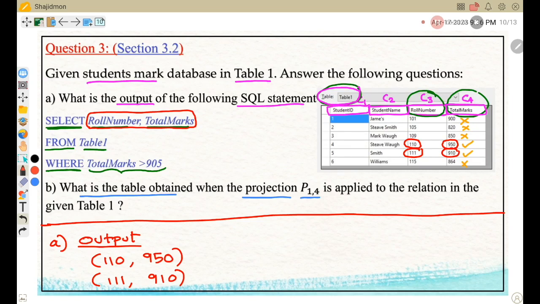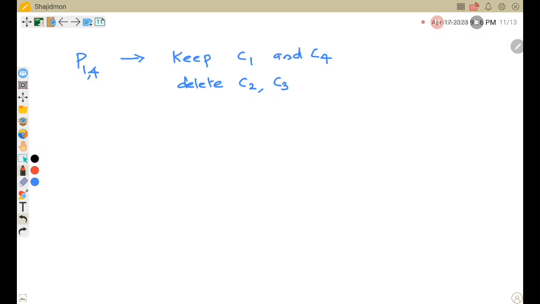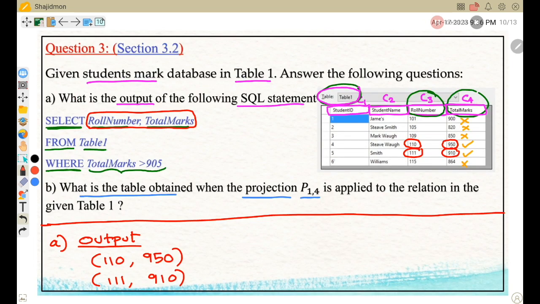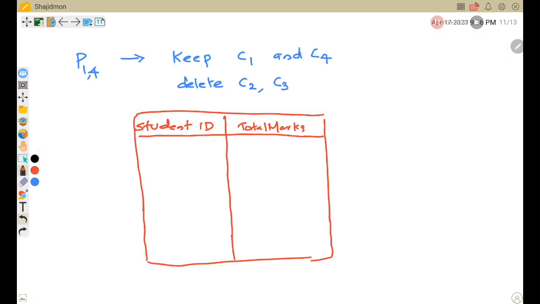So let us see how the answer comes from the projection. Column number 1 is student ID, correct? So student ID will be there. And column number 4 means total marks, correct? We keep only these two columns and delete the remaining columns, that is the meaning of projection. Now we can write the answer. The student IDs are 1, 2, 3, 4, 5 and 6.